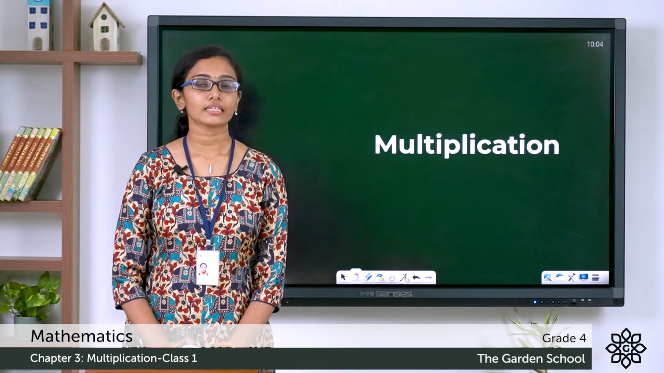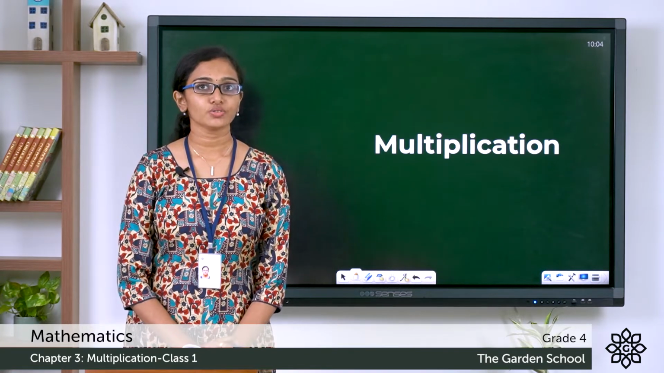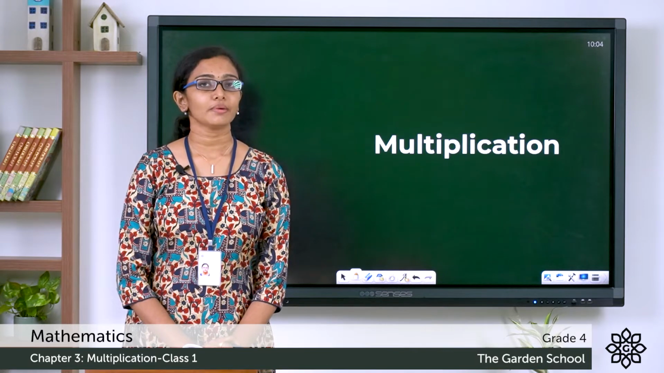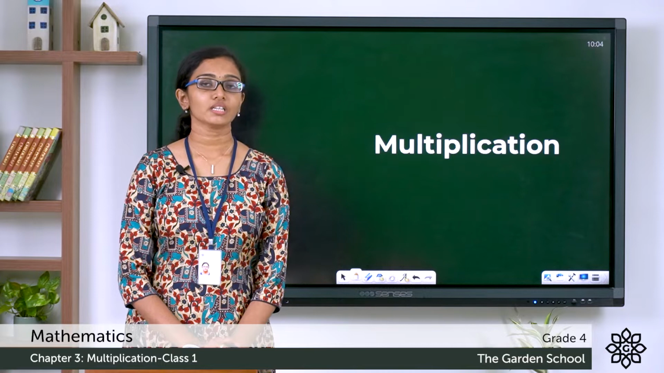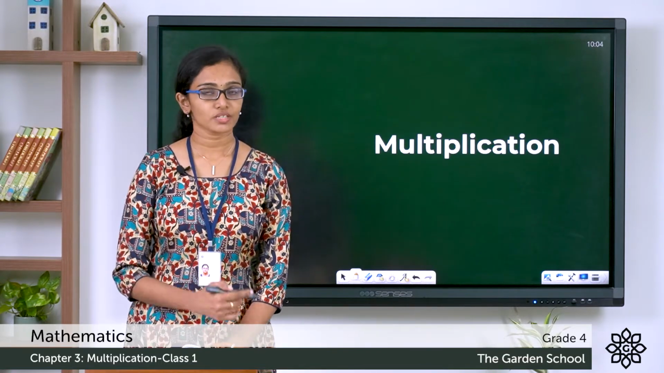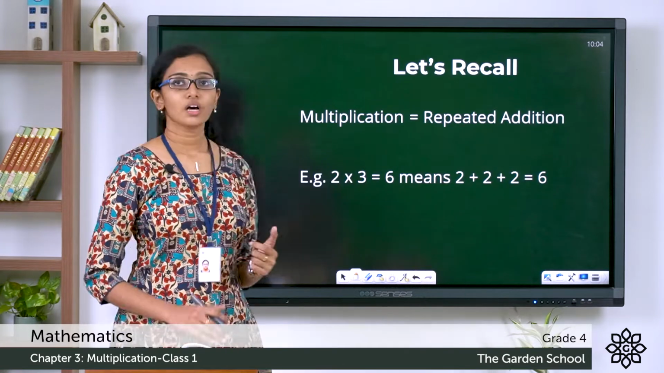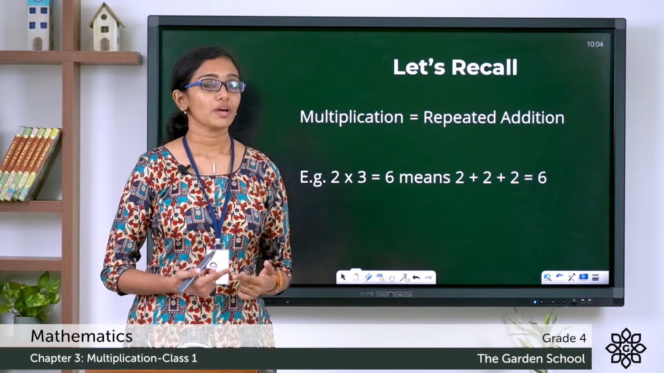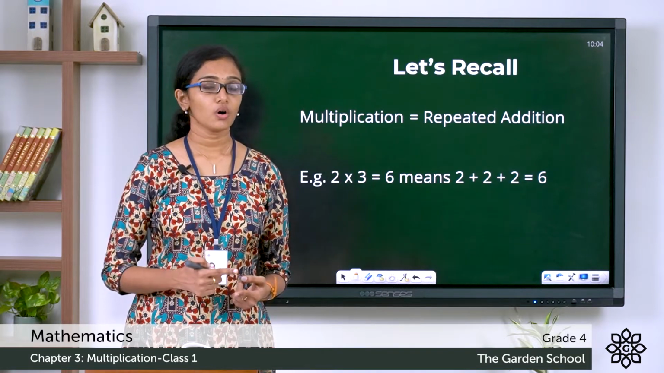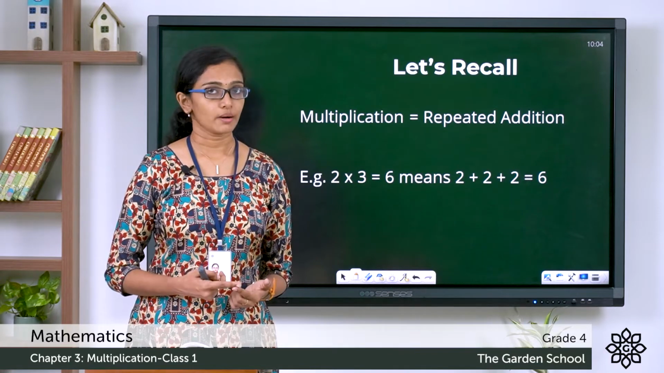So now that we are thorough with the concepts of addition and subtraction, we'll start a new chapter today, chapter 3, multiplication. You are familiar with multiplication in your lower classes, so let's brush up the terms used in multiplication once again. So first of all, we know multiplication means repeated addition. We are adding the same number or a group of numbers several times or a definite number of times.